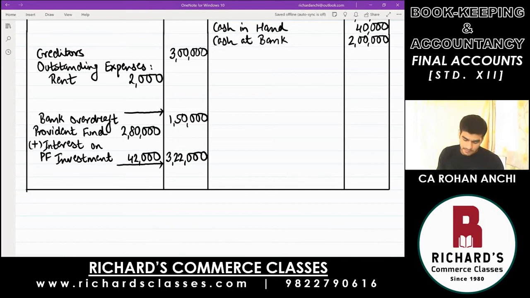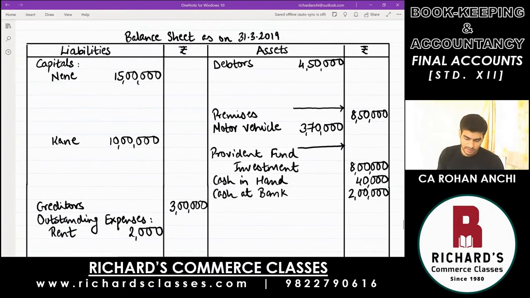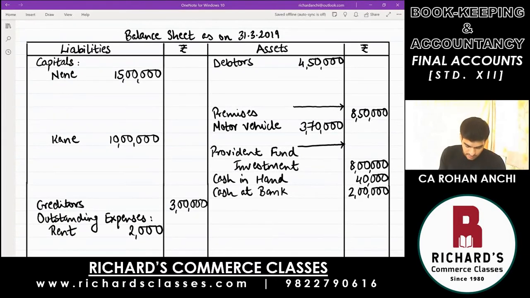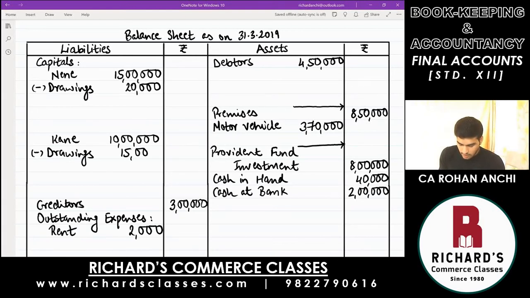Then next is drawings that will be deducted from the capitals. Write down. For Nene, below that minus drawings, 20,000. And drawings for Kane, 15,000. Write down. Minus drawings. That was 15,000.